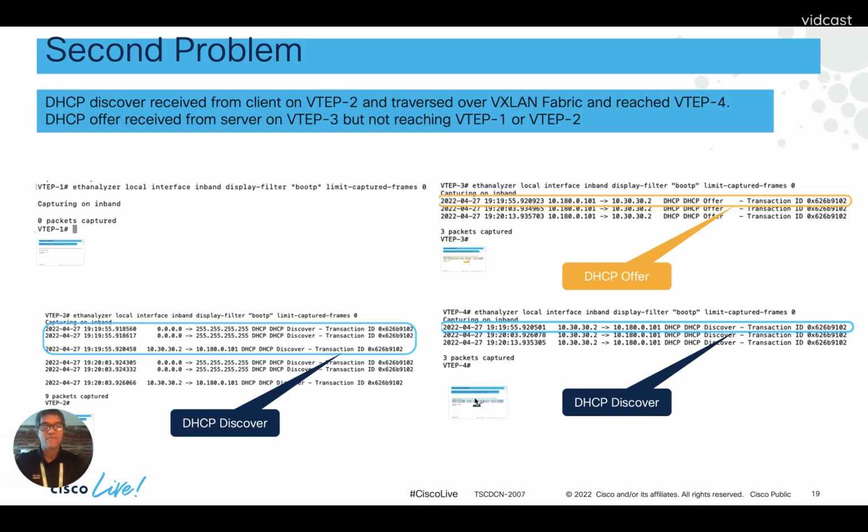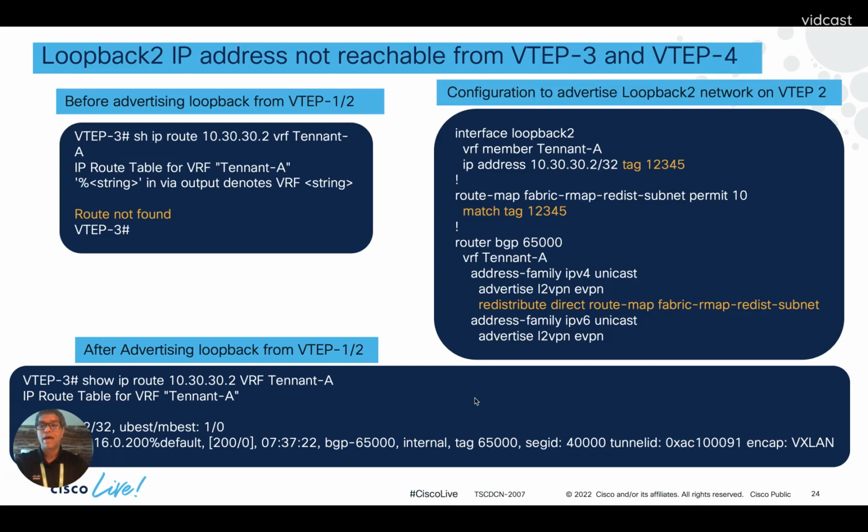So I decided, okay, let's check if VTEP 3 and 4 know how to get to 10.30.30.2 in tenant VRF A. I went to VTEP 3 and ran the command show ip route 10.30.30.2 vrf tenant A, and I saw that there was no route. I think the reason was that the unique loopback IP address we created, we did not redistribute that prefix into VXLAN. To do that, I created a tag 12345 on the loopback 2 IP address, then created a route map matching that tag 12345, and then I went into router BGP under address family IPv4 unicast and said redistribute direct route-map and the name of the route map.